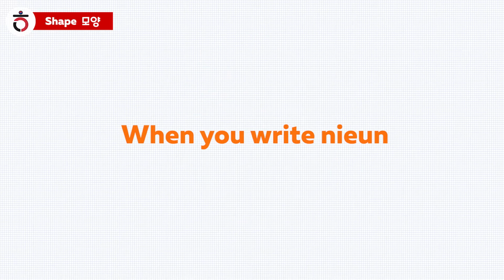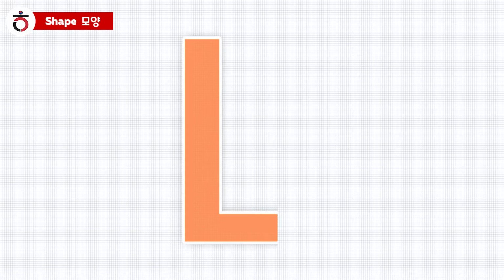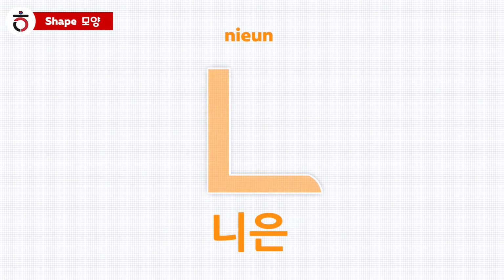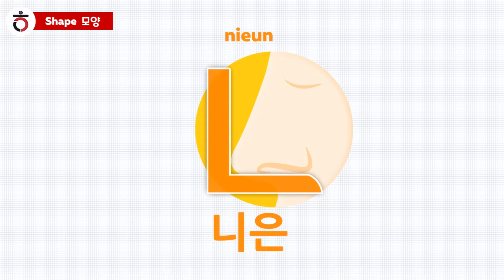When you write nieun, you should draw a vertical line from up to down, and a horizontal line from the left to the right nicely. Nieun, nieun, nieun. It looks like a nose.